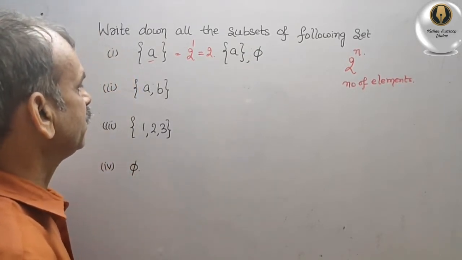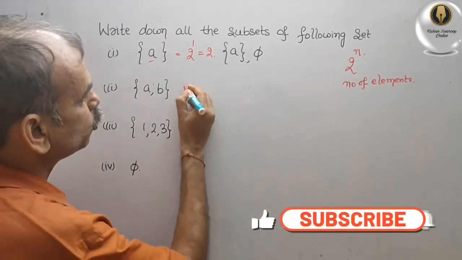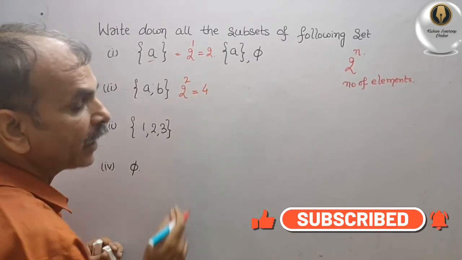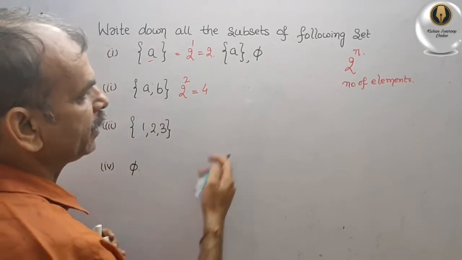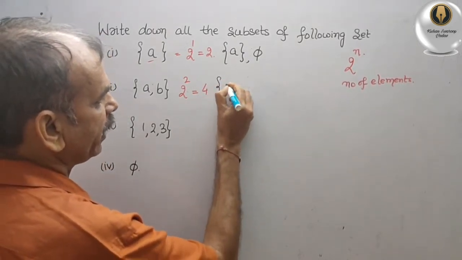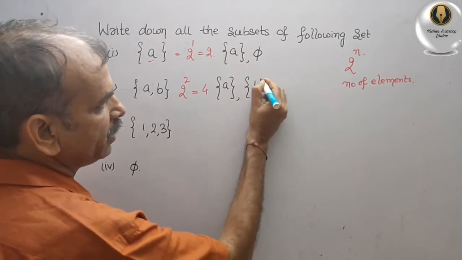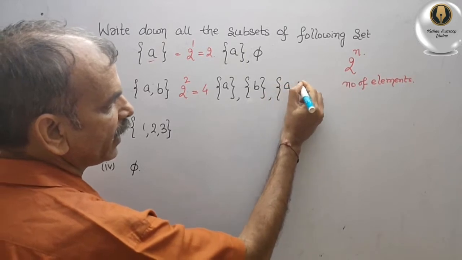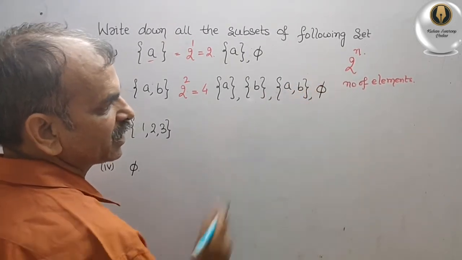Next, here they have given you two elements. That means 2 squared, that is equal to 4. There should be 4 subsets. They are, first is your A, second is your B, third is the combination of A and B, and fourth one is your empty set.